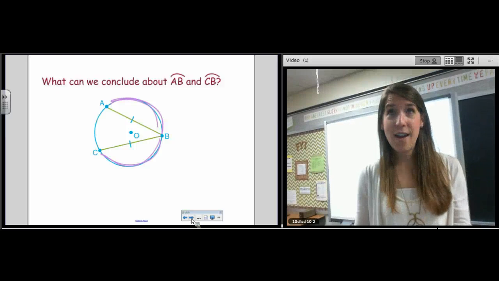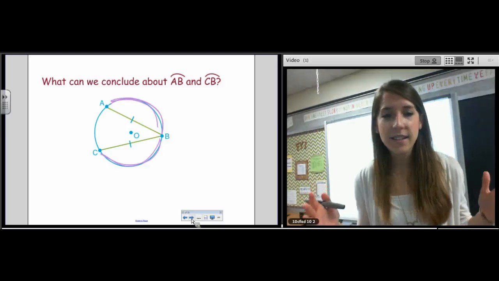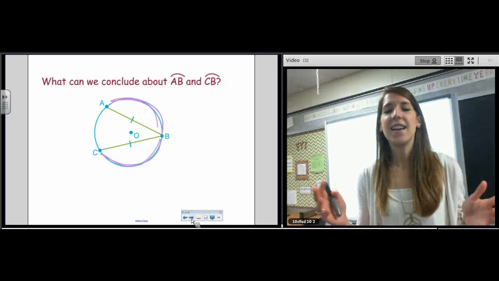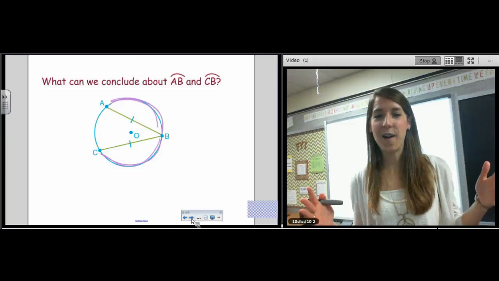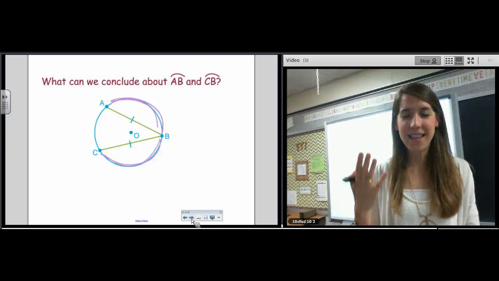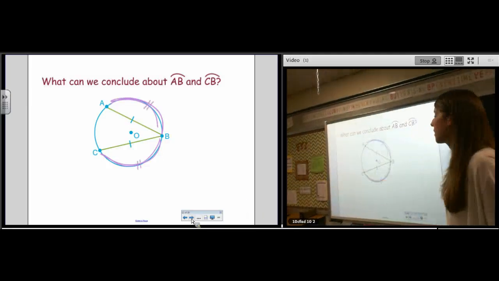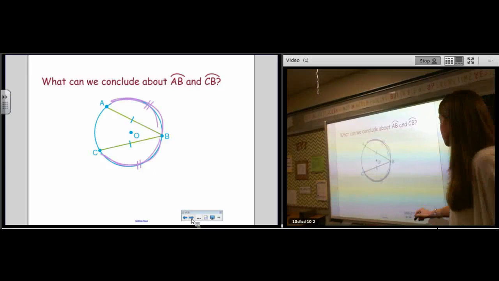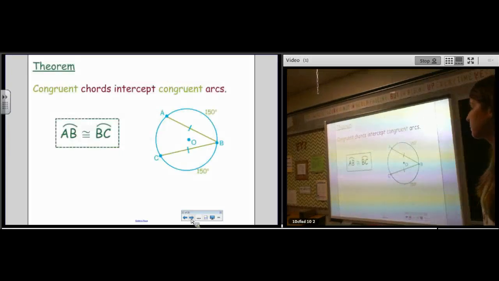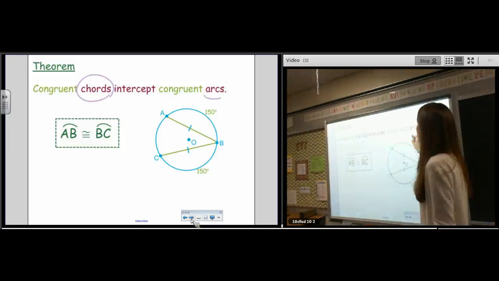So if chords are the same length, it means they're the same distance from the center, and therefore the arcs that they intercept are going to be congruent. So even though we don't really put tick marks on arcs, I'm just putting it there to show you that they are congruent arcs. Congruent chords intercept congruent arcs.